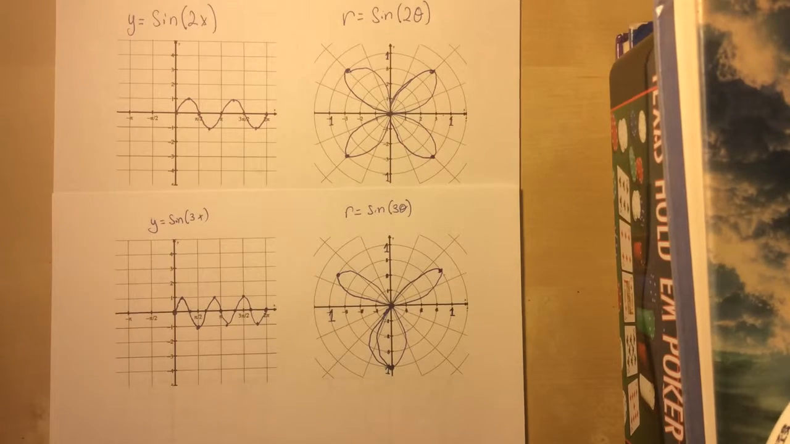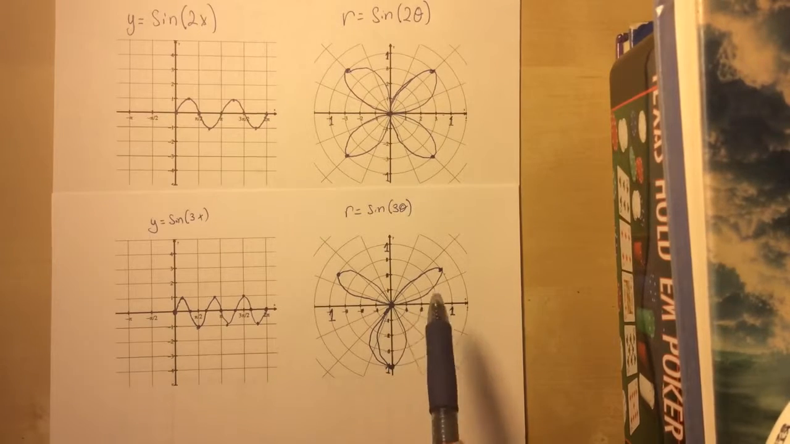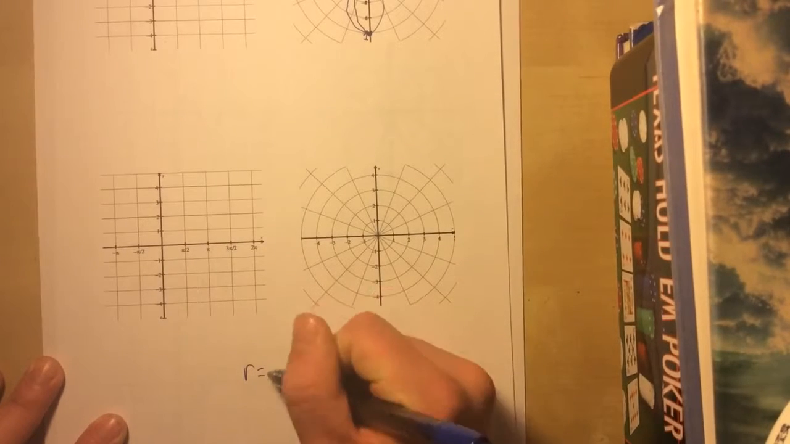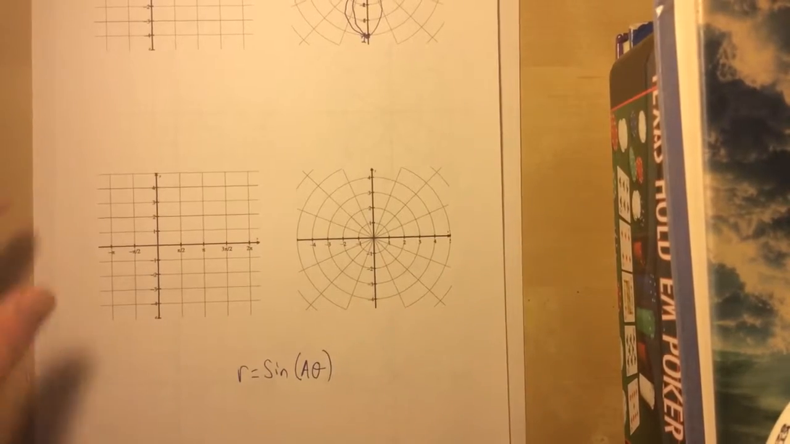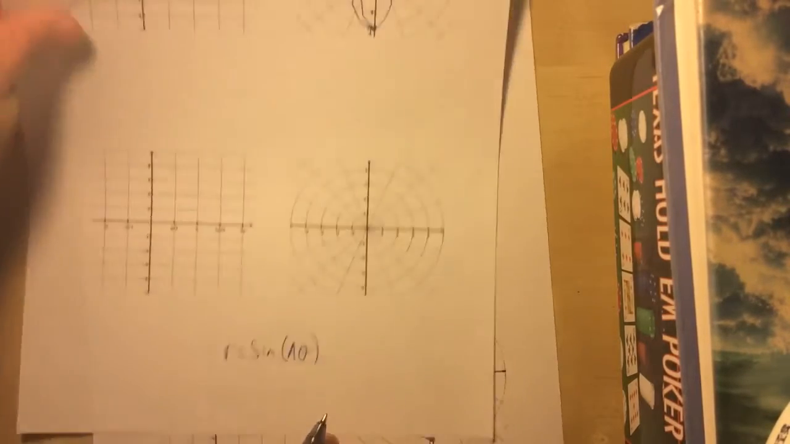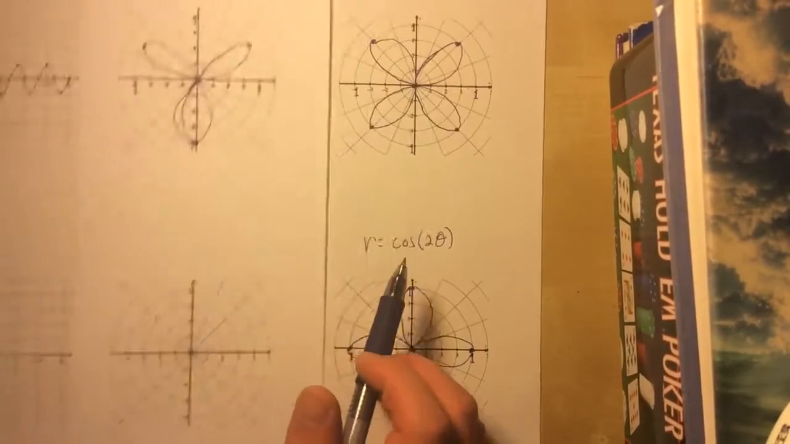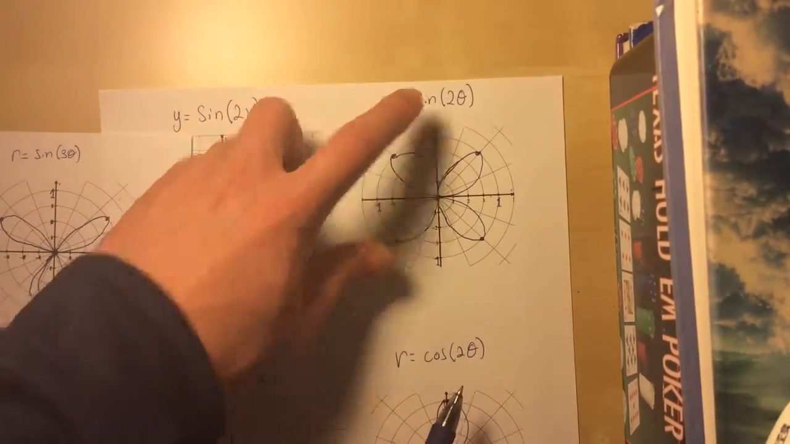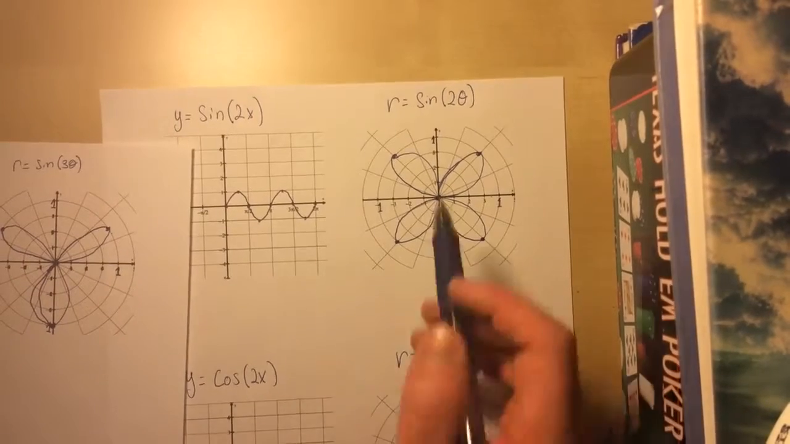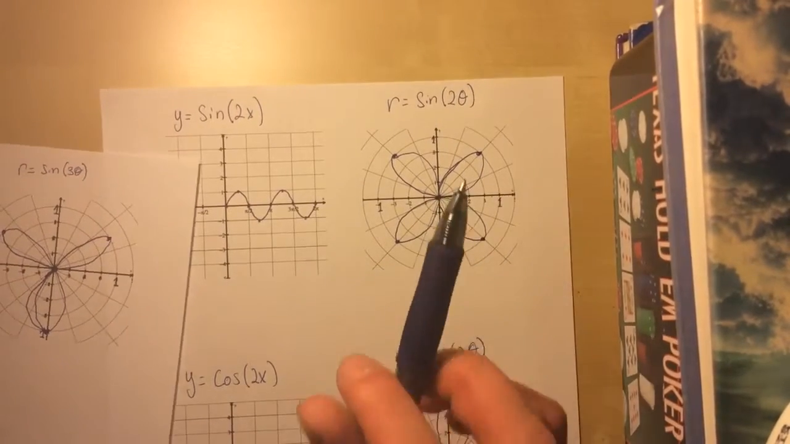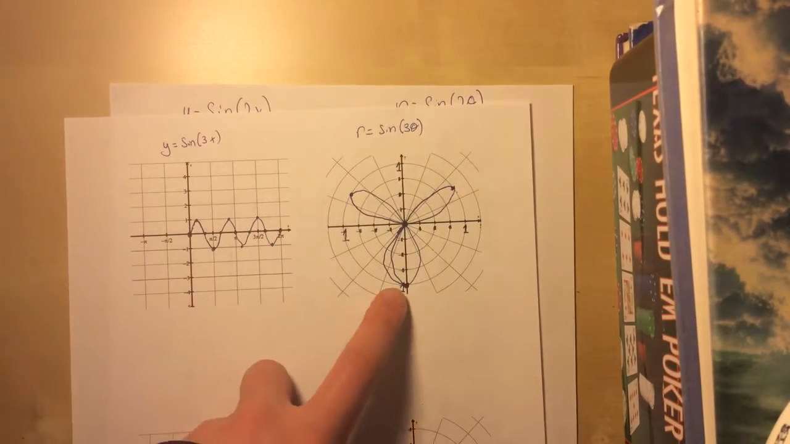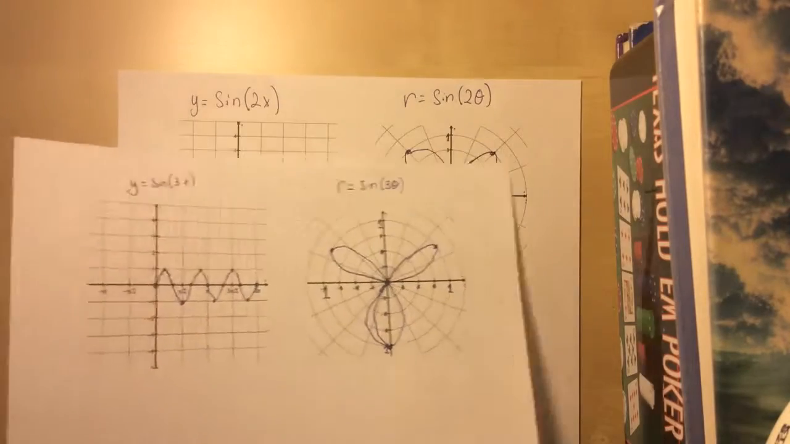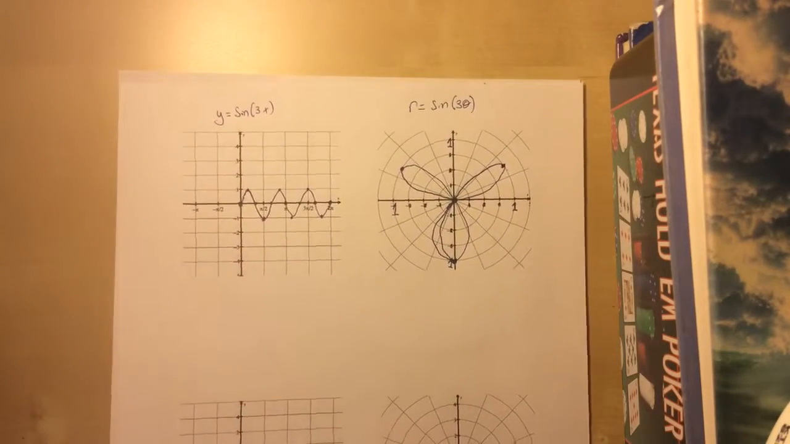But basically, what you're going to notice is that the amount of petals, and let's say we have r equals sine a theta, the amount of petals is going to depend on a. If a is even, like in what we did here, we're going to have 2a petals. So in this case, a was 2, we had 4 petals. If a is odd, we're just going to have a petals. So in this case, a was 3, and we had 3 petals. So that's a neat little trick to help you guys graph polars quicker.